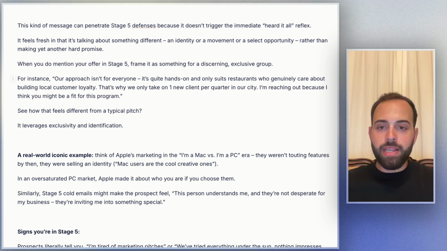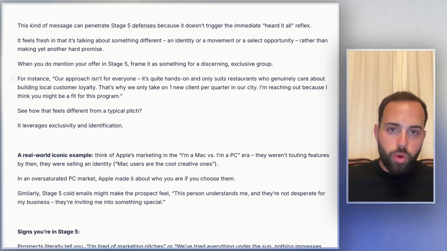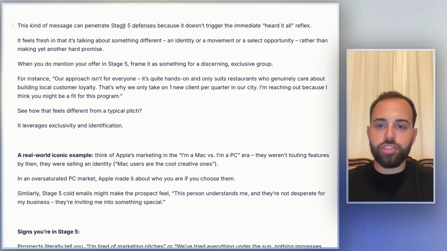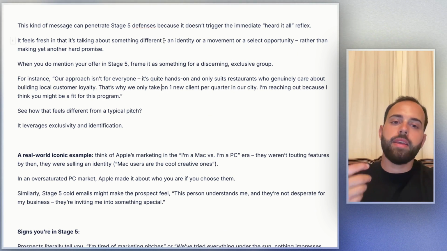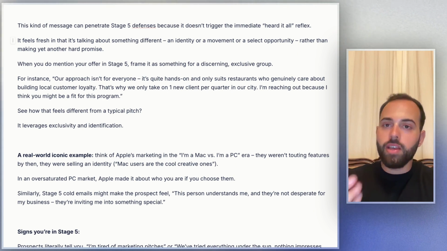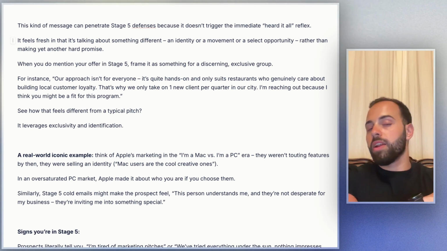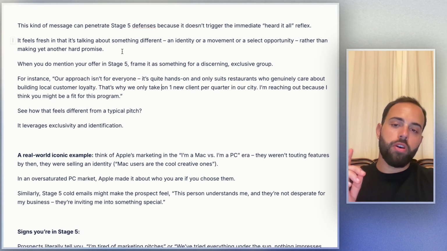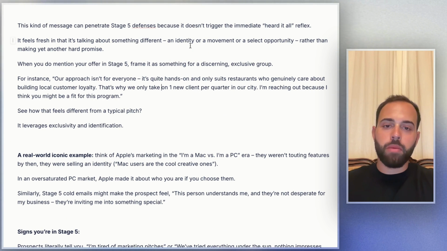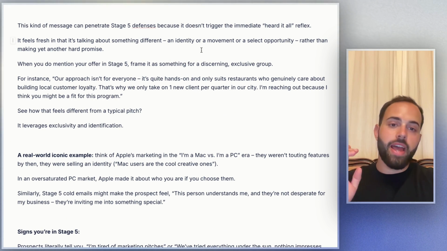And essentially, this kind of messaging can penetrate stage 5 defenses because it doesn't trigger the immediate, I've heard it all, I don't want to hear it again. It feels fresh in the sense that someone is finally talking about something different, an identity, a movement, an opportunity for a select few rather than a mass marketing message. So, when you do mention your offer in stage 5, you need to frame it as something for a discerning, exclusive group.